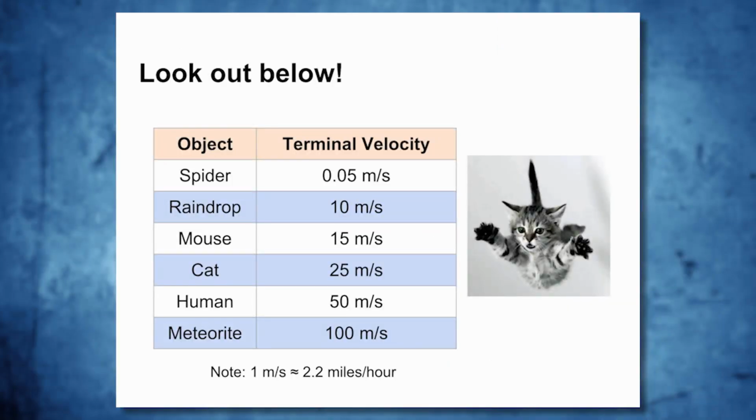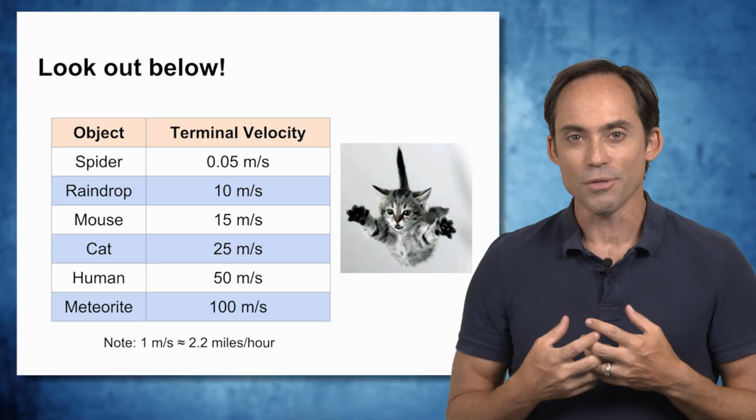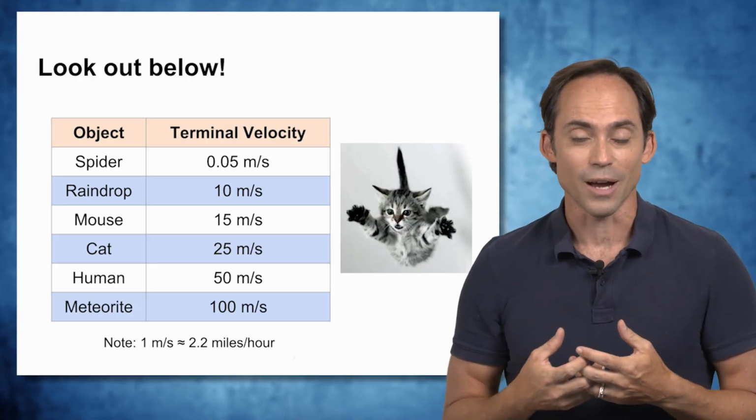Now, nature actually takes advantage of this faster fall for heavy objects, or actually slower fall for lighter objects.